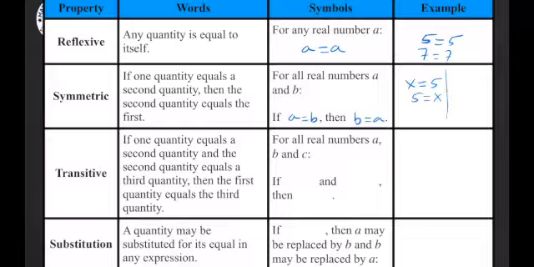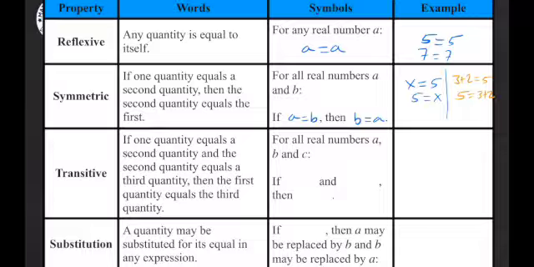Another example is we could say 3 plus 2 equals 5. That's the same thing as saying 5 equals 3 plus 2. We can just reverse the order. That's symmetry. It doesn't matter which side of the equals it's on. It means the same thing. Well, reflexive and symmetric aren't that interesting.